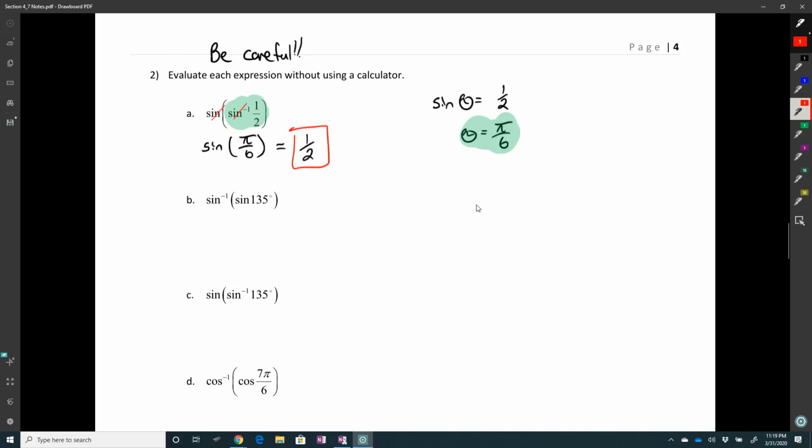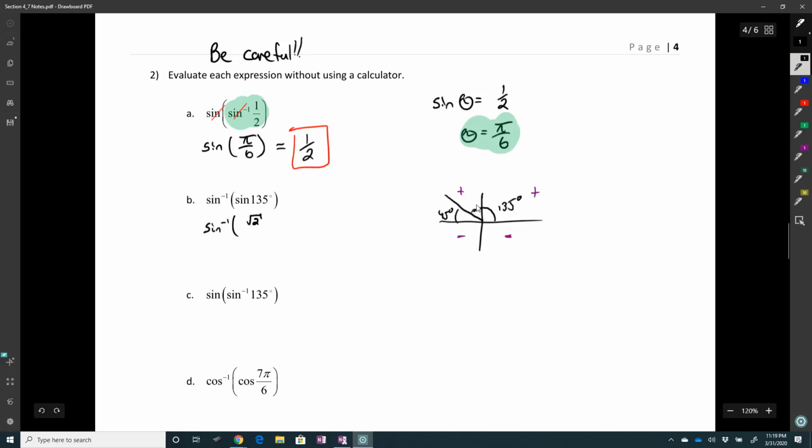Inverse sine of sine of 135. Okay? Well, if I draw my little thing here, 135, that means that this here is 45 degrees. Sine is positive, positive, negative, negative. So that means that this here is positive, so the sine of 45 degrees is square root of 2 over 2.